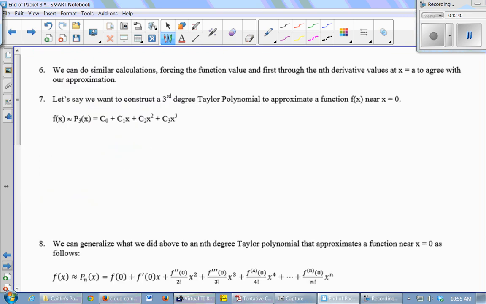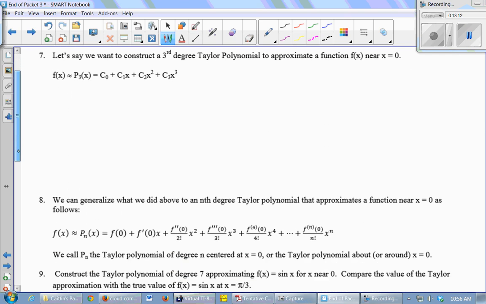All right, so we can do similar calculations to create a third degree or a fourth degree or an nth degree polynomial that approximates a function. You just force the function value and the first to the nth derivatives at a particular x value to agree with the approximation. So let's say I want to construct a third degree Taylor polynomial to approximate a random function f of x. I'm not going to use cosine, I'm just going to use a random f near x equals 0. All right, so here's my third degree polynomial.